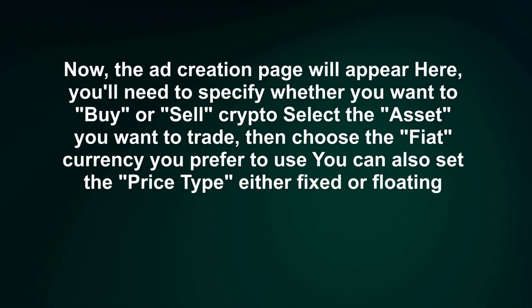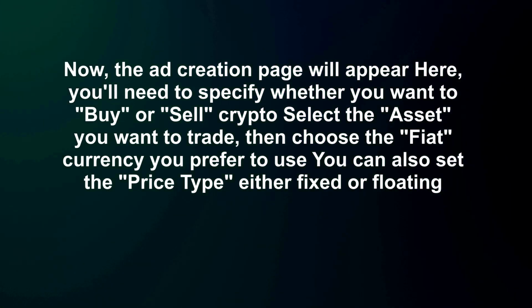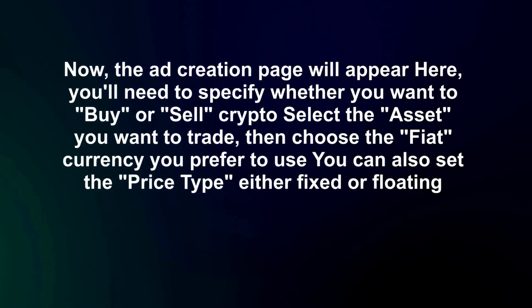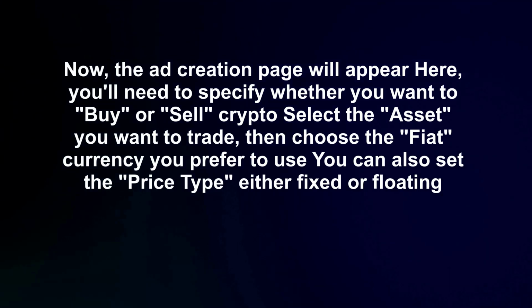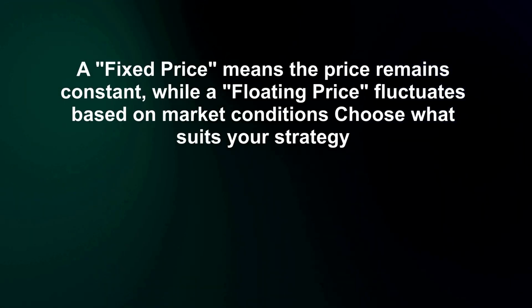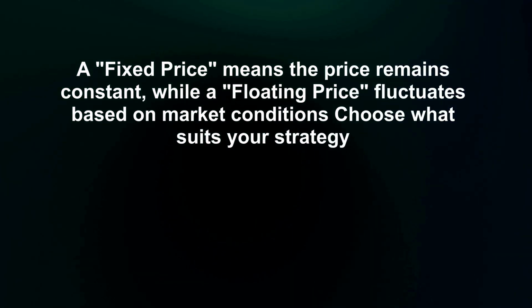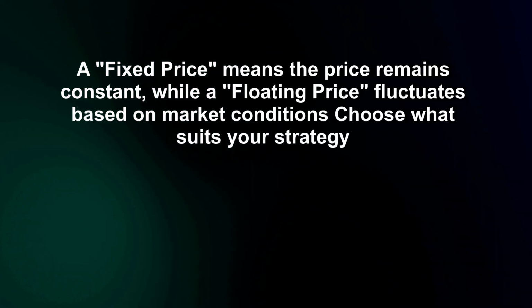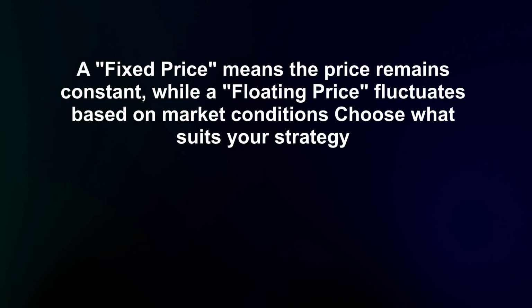You'll need to specify whether you want to buy or sell crypto. Select the asset you want to trade. Then choose the fiat currency you prefer to use. You can also set the price type, either fixed or floating. A fixed price means the price remains constant, while a floating price fluctuates based on market conditions. Choose what suits your strategy.